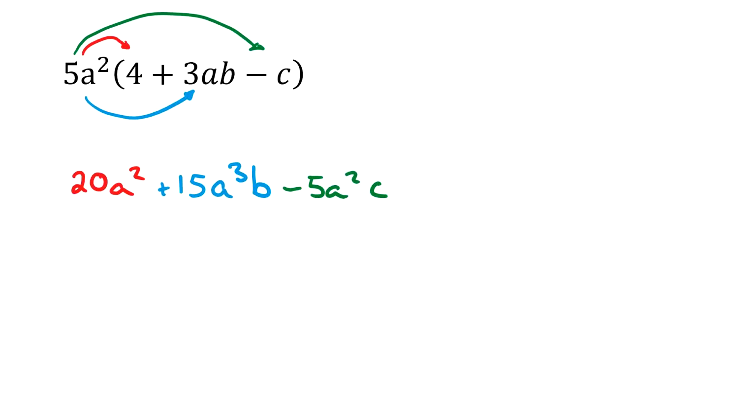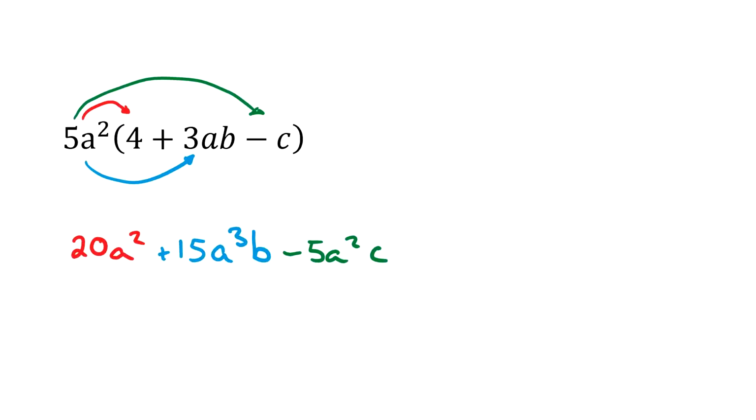Even if there's more than 2 terms inside the brackets, you can still use arrows. Sometimes it may be good to just do them in different colors so you can actually keep track of what's what. My advice with any of these expansion problems is draw your arrows in. They're just a helpful tip to show you what you're doing, so you don't make a simple mistake. I need to multiply 5A squared by the 4. I need to multiply the 5A squared by the 3AB, and so forth.